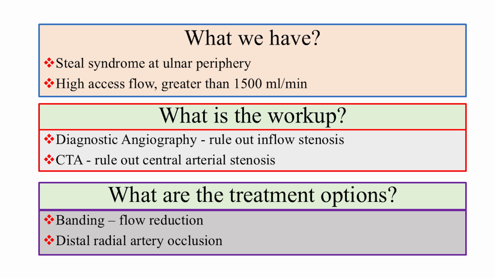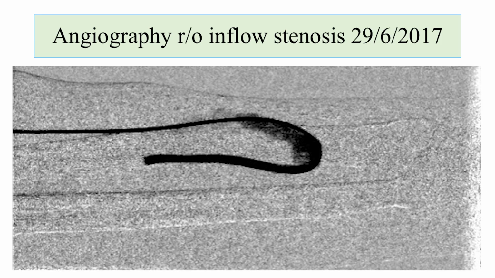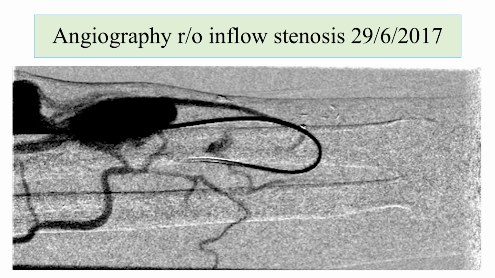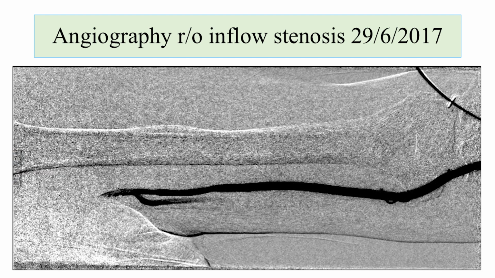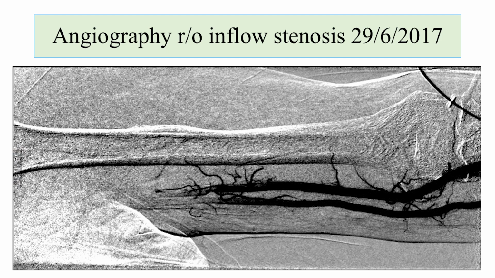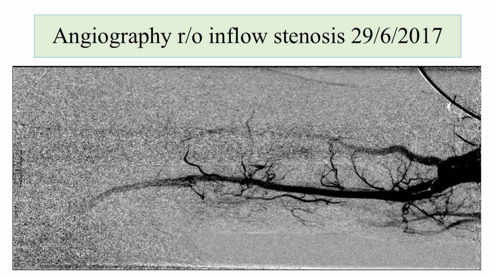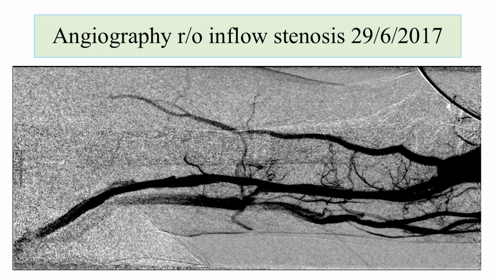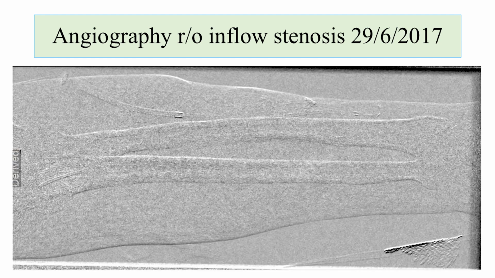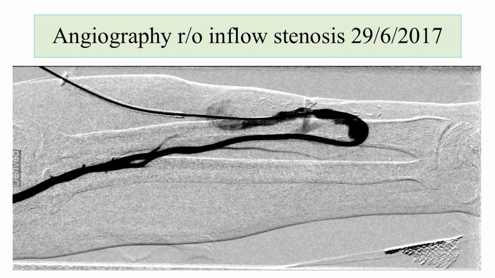We scheduled the patient for diagnostic angiography to rule out inflow stenosis, and then CT angio to rule out central arterial stenosis. Then we will treat the problem, either flow reduction or distal artery occlusion. This is the angiography. You can see the high takeoff, but we did not have much data. The radiologist should have done the angiography via the ulnar artery. Then we would be able to demonstrate the flow in that ulnar artery via the carpal arch to the radial artery with its reverse flow.